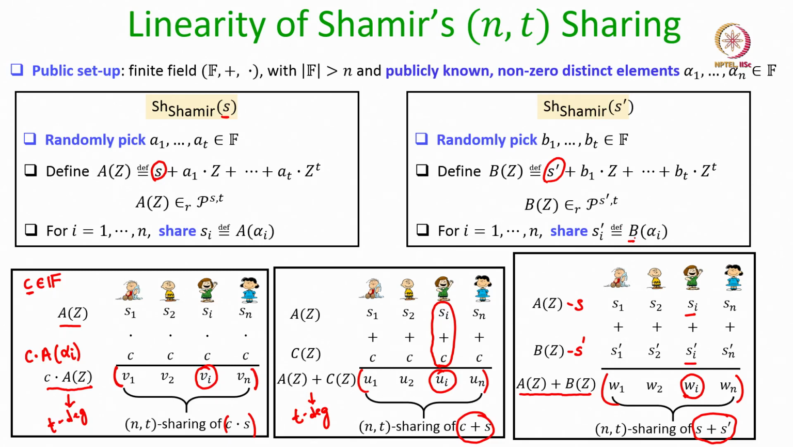The linearity property basically tells us that if you have inputs which are secret shared, and if you want to perform any publicly known linear function of those secret shared inputs, then that linear function can be computed in a non-interactive fashion, in the sense that the parties can apply the same linear function on their respective shares of the inputs, and that will give them the corresponding shares of the output of the linear function.